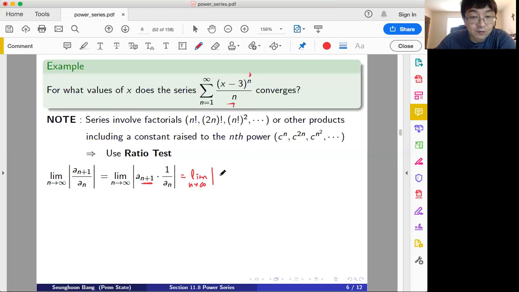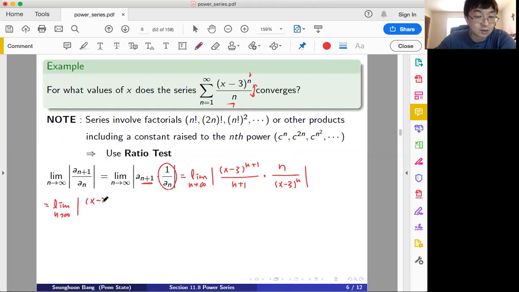So we have the absolute value of (x minus 3) to the power n plus 1 over n plus 1, times, flipping the reciprocal of a_n, n over (x minus 3) to the power n. So what's that? This is the limit as n approaches positive infinity of the absolute value of (x minus 3) to the power n times (x minus 3), over n plus 1, times n over (x minus 3) to the power n. You have to cross out (x minus 3) to the power n.